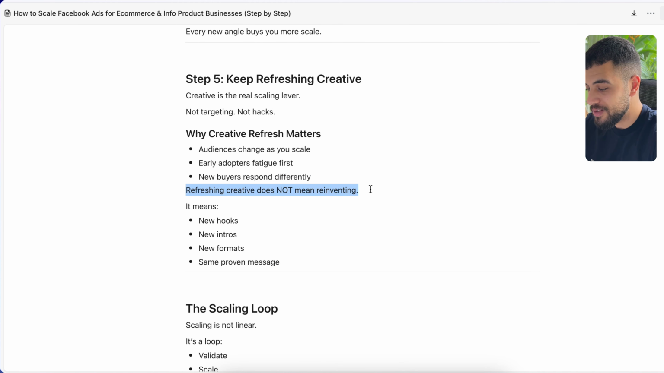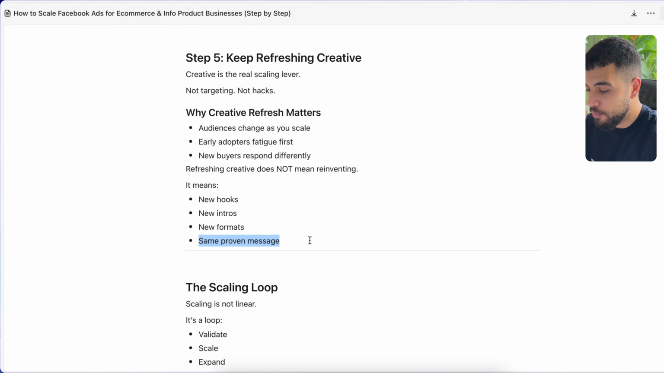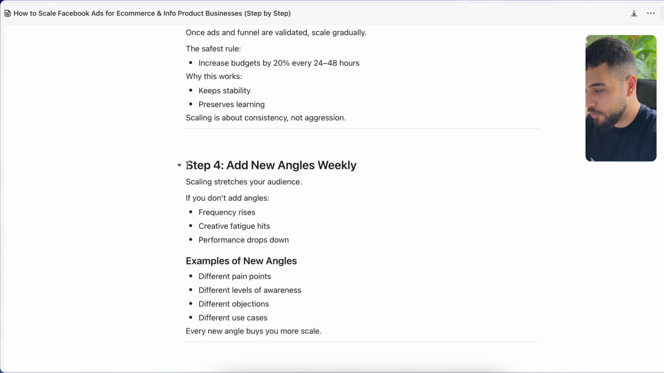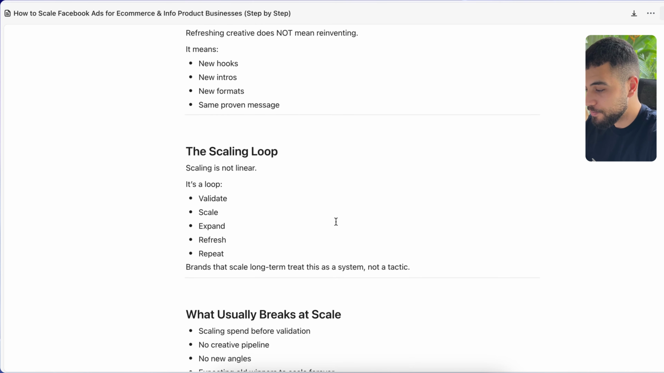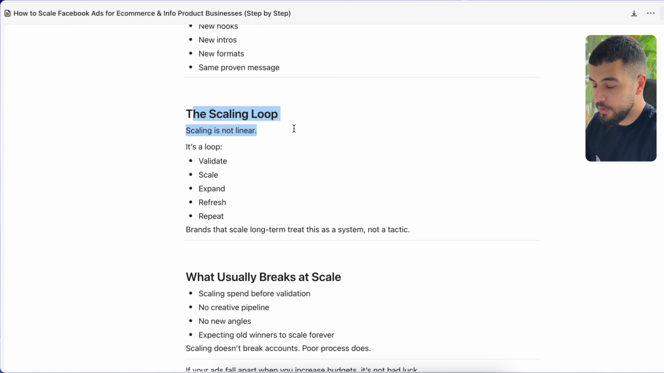And again, refreshing creatives does not mean reinventing. It means new hooks, new intros, new formats. You could do a simple static, a highly edited static, a GIF, an AI video, a normal UGC video, a founder video, an employee video, or an interview. There's a lot of things that you can do. Basically, just make sure to use the same proven message, and also test new messaging here, like test new angles weekly.